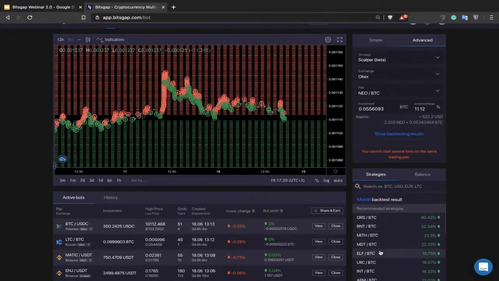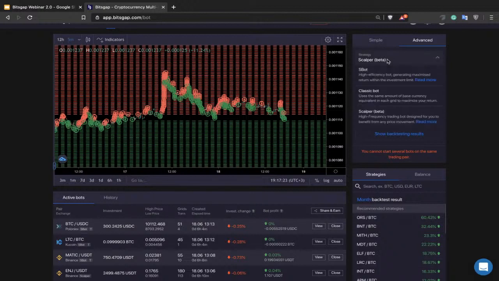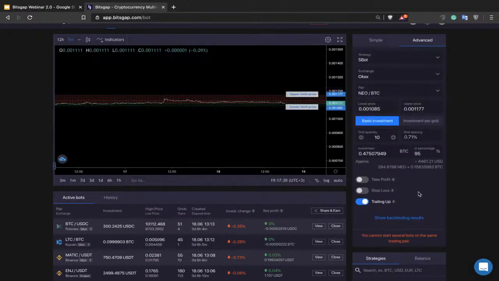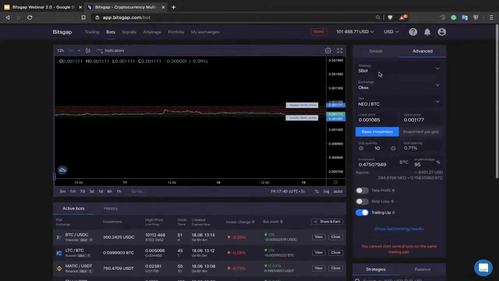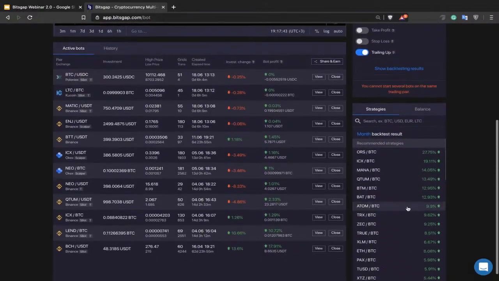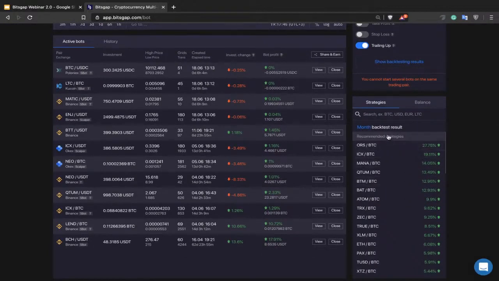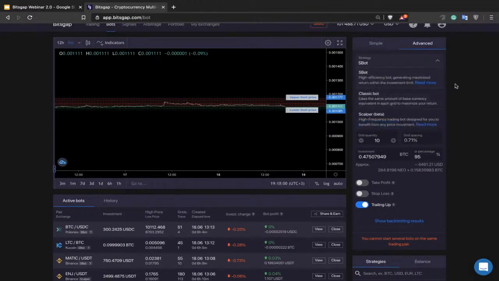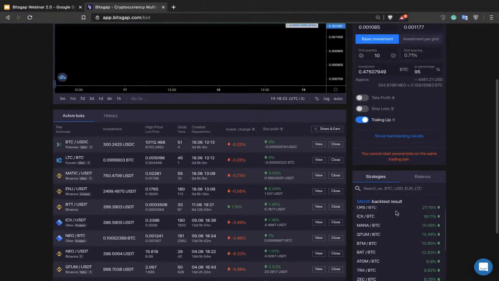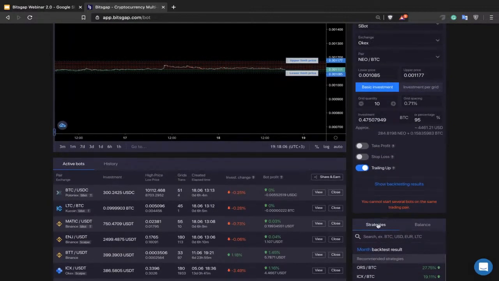And for the scalper, we have this list of cryptocurrencies. If I switch to other bots, we have Classic and the S-Bot. Let's see what's gonna happen. So we can clearly see that the list of recommended strategies changed, because for this particular strategy, S-Bot, we offer different strategies based on, once again, backtest results and risk to return ratio. Same with the Classic Bot, if you switch to the Classic Bot. But I'm not gonna waste time showing you once again how to get recommended strategies. You get the idea. That's pretty straightforward and simple.